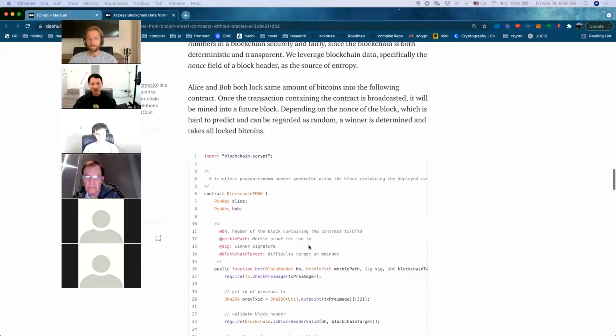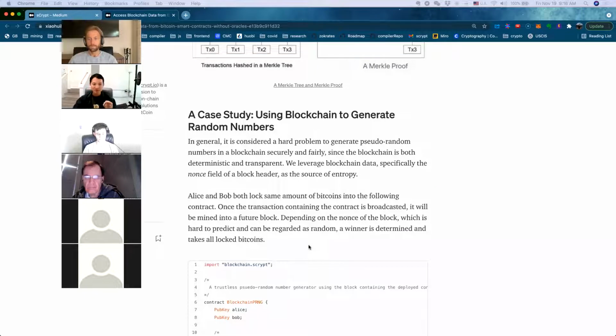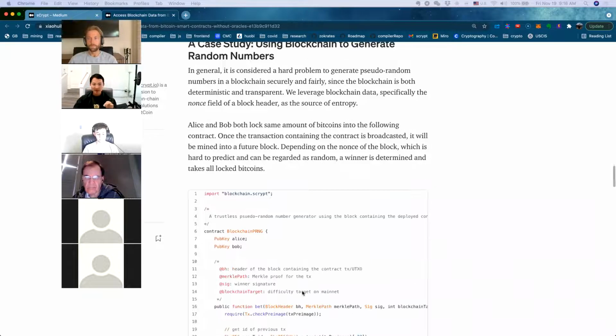The idea is you put this contract in a transaction, you broadcast it, and whoever mines the next block, you check the nonce in that block, which in a very practical sense is random. You can use this as a random number, or as a seed for your own pseudo random number generator. Then based on this random number, you can do all kinds of things.